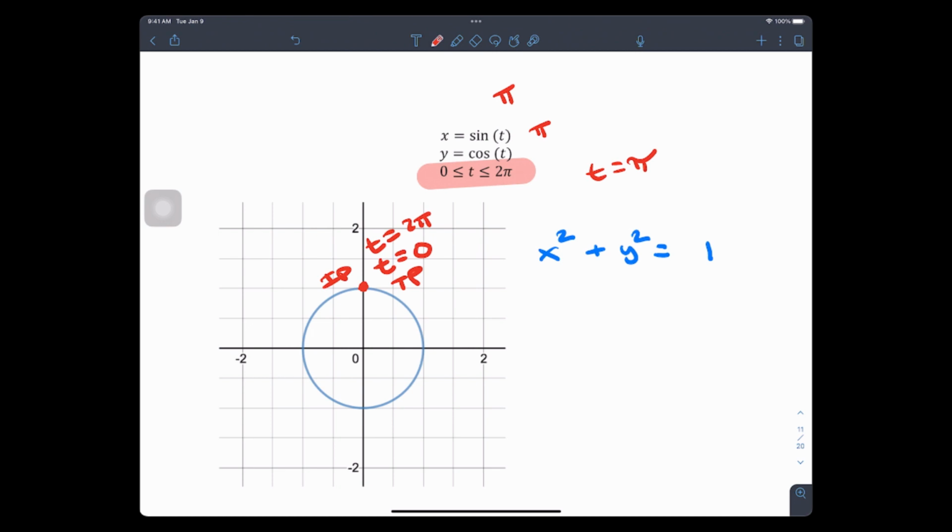So where is 0, negative 1? X is 0. Y is negative 1. Is that true? That's down there. That happens when t is pi. So how's my orientation? It's probably not a good value of t. Because what's the deal? If I started here, I could have got over here with pi, right? Or if I started here, the other way.